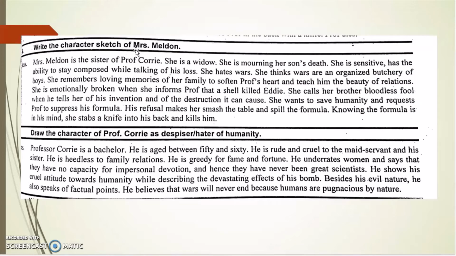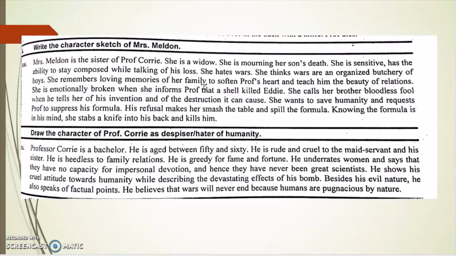The next question is write the character sketch of Mrs. Milton. Again, this has been addressed quite in detail in the previous video, so you can watch that video again. But here I'll just give you some common points. Mrs. Milton is the sister of Professor Corey, so that's the relationship. She's a widow. She is mourning her son's death. She's sensitive, has the ability to stay composed while talking about her loss. She hates war. She thinks wars are an organized butchery of boys.